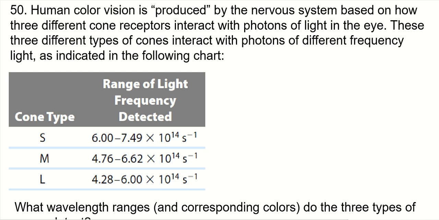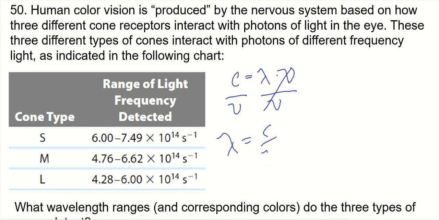All right, we're given three types of receptor cones and their associated frequencies, and we are asked to solve for the wavelength ranges and the corresponding colors. Let's start with the equation we're going to use: the speed of light is equal to wavelength times frequency. We're going to rearrange that to solve for wavelength. Divide through by frequency, and you get wavelength is equal to the speed of light over frequency. We're going to use that for all of these.